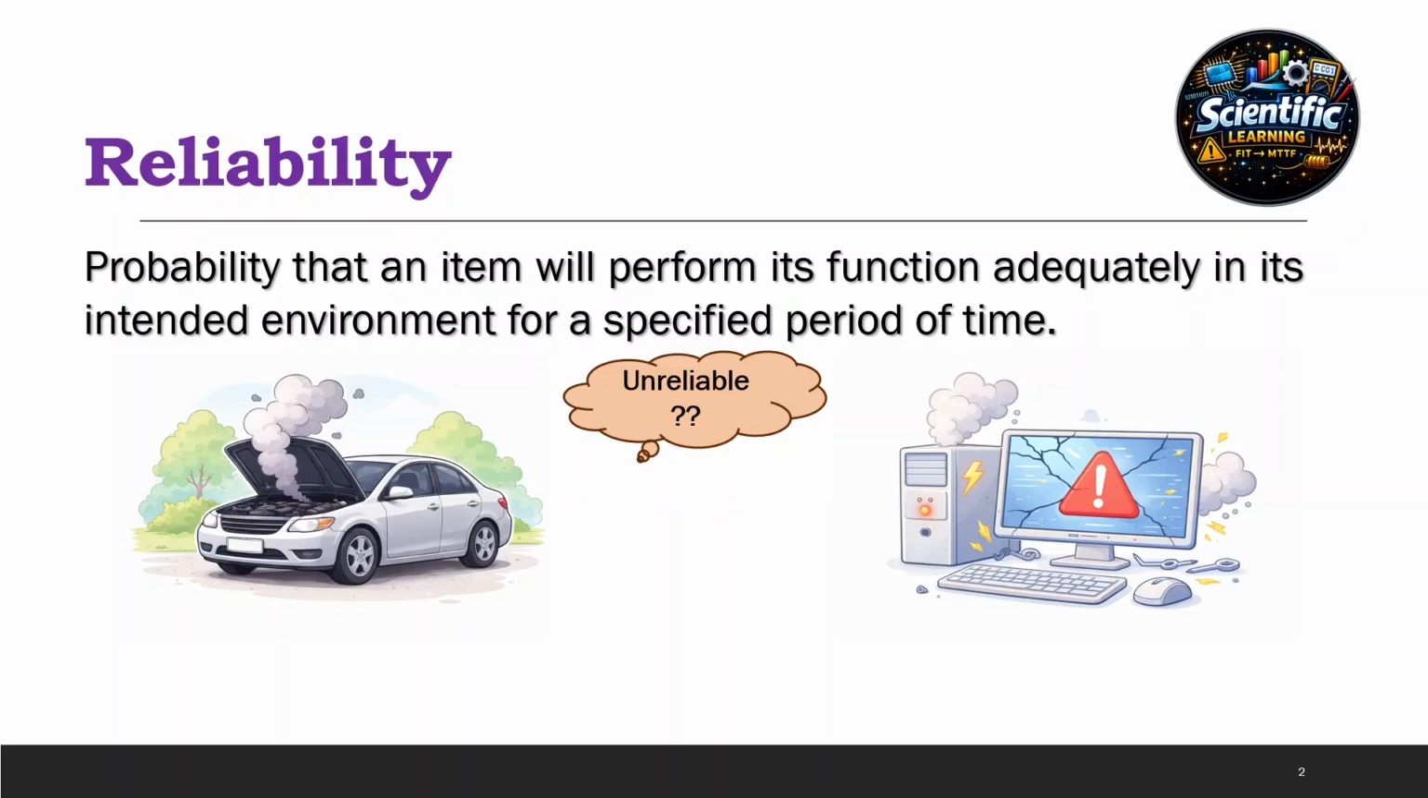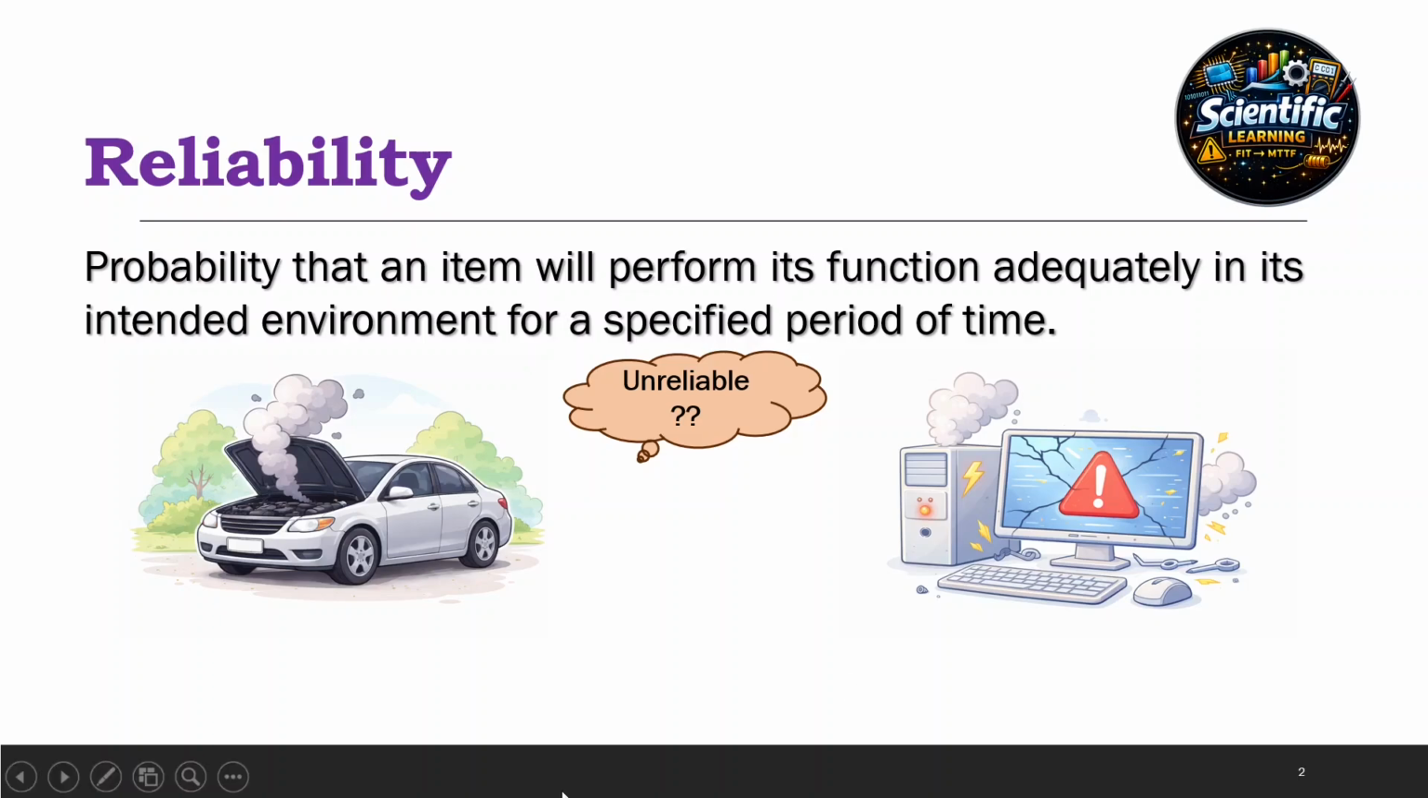So let's begin. We all know the definition of reliability. It is the probability that an item will perform its function adequately in its intended environment for a specified period of time. Reliability is expressed in probabilities, as we know, and estimated from failure distributions such as exponential, Weibull, etc. Now, this is the mathematical side of reliability. But here we will stick to concepts and reasoning to gain good understanding.